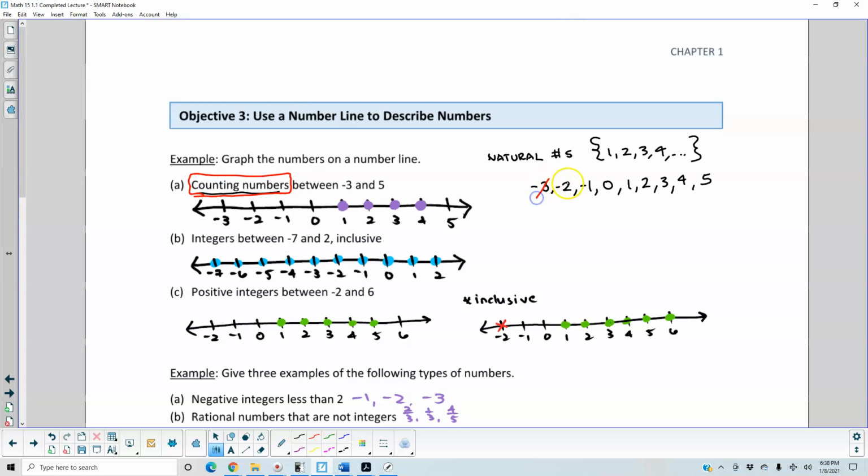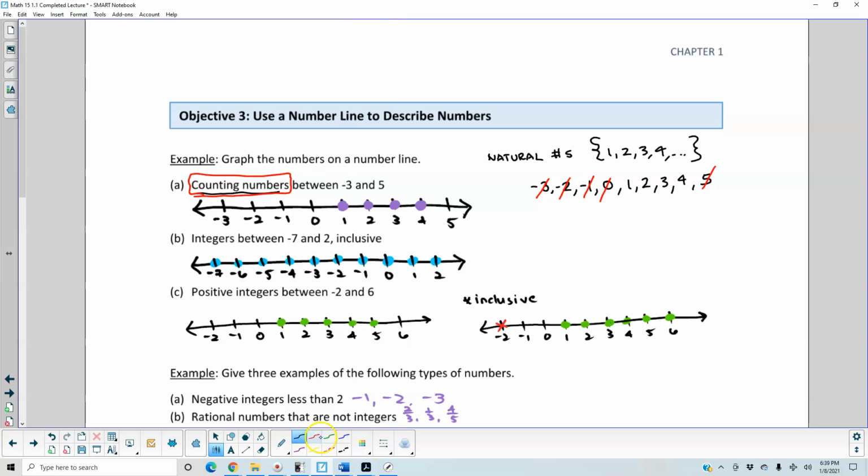So we have to exclude -3, -2, -1, and 0 because they're not natural numbers. And then we have to include 1, 2, 3, and 4, but we cannot include 5 because it does not say inclusive.